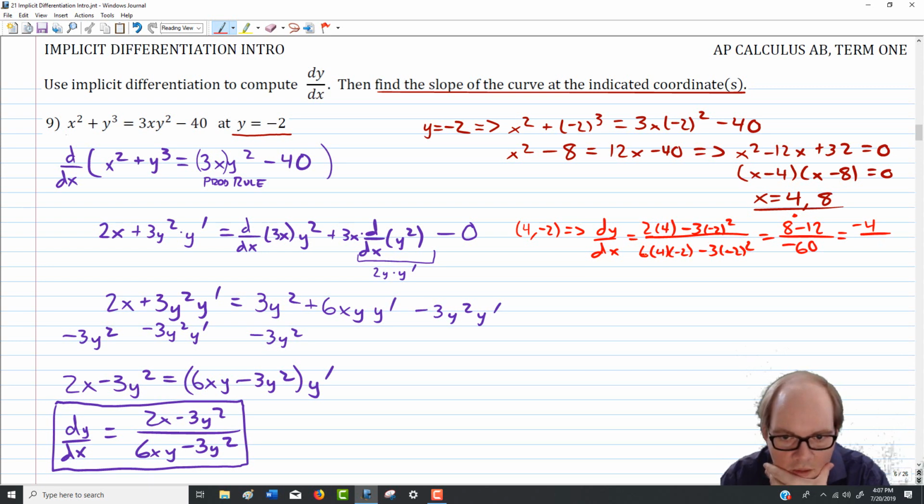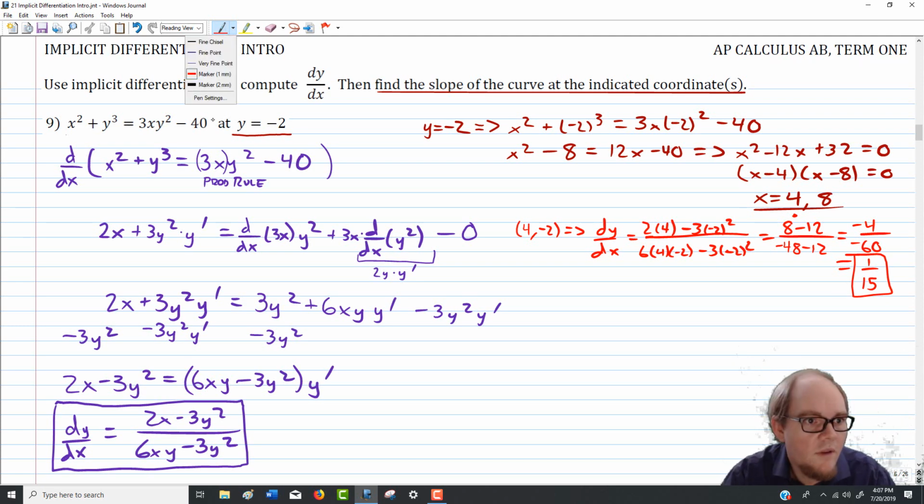Wait, did I do that right? That's going to be 6 times 4 is 48. Oh, no, I did that wrong, didn't I? Looks like that's going to be 48 minus 12. Let's see, 24, negative 48. No, I did it right. Minus 12 over negative 60 is 1 over 15. So one particular slope is 1/15.